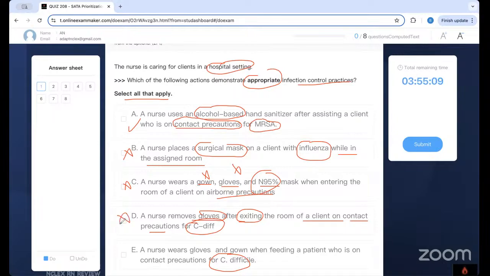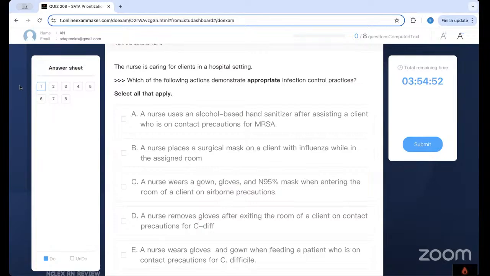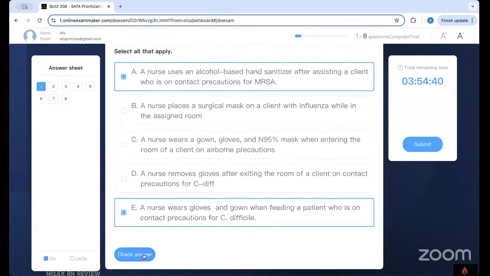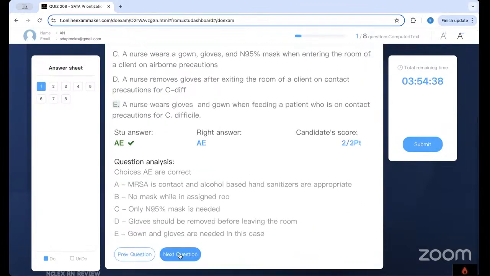And a nurse wears gloves and gown when feeding a client who is on contact precaution for C. diff. Of course, yeah. If you have C. diff, I need to protect my body and my hands, but I don't need a mask. Therefore, this is appropriate. And as you can see, there's only two answer choices there. If you see this in the NCLEX and you choose more than two, expect to get 0. So pick those you know you're confident about, but bring your content. So the only answers we have are A and E. Okay, so that's the first one.